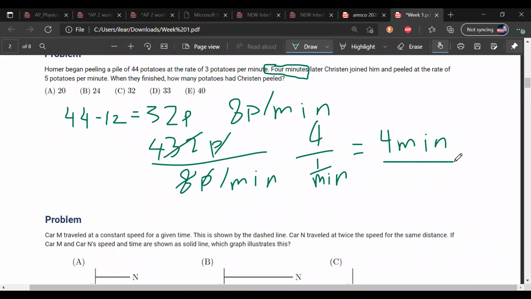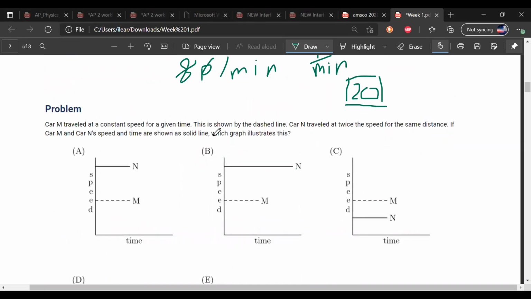So in these 4 minutes, how many potatoes did Christian peel? Keep in mind that he peels at a rate of 5 potatoes per minute. 20. Good job. So it looks like most people agree it's 20 potatoes. So in those 4 minutes that Christian joined him, he peels 20 potatoes. Good job. All right. So now let's continue onward to a somewhat less typical problem. Car M traveled at a constant rate for a given time that is shown by the dashed line.